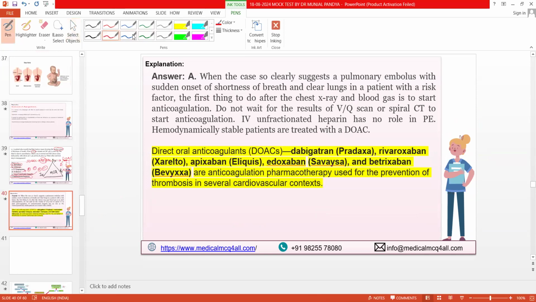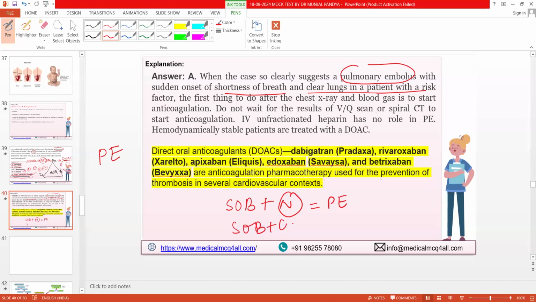When the case clearly suggests a pulmonary embolus, with sudden onset of shortness of breath, clear lungs with shortness of breath, number one diagnosis is PE. If you have crepitation, then it could be pneumonia. Simple. If there is reduced air entry with breathlessness, it could be a pneumothorax. So this is differentiated. Shortness of breath plus normal X-ray or normal air entry, it is pulmonary embolism. Shortness of breath plus crepitation, you may think of some fluid: acute congestive heart failure or bronchiectasis or pneumonia. Third, shortness of breath with reduced air entry, it is a tension pneumothorax or pneumonia. Is that clear? Yes or no?